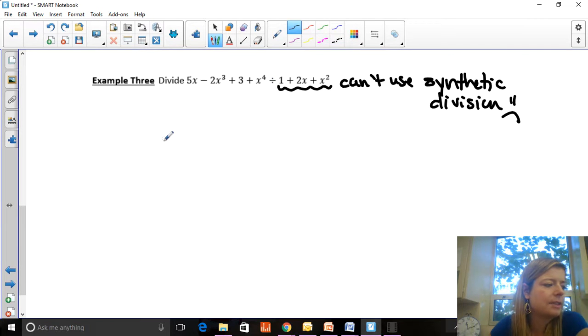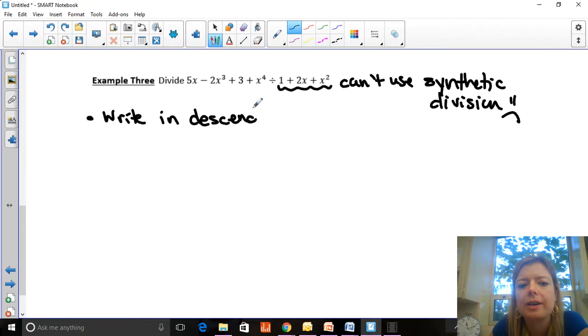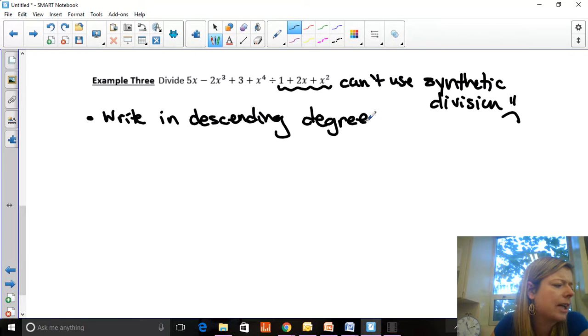So let's do this. First we have to rewrite this in descending degree, so from the highest degree term to the lowest. And you'll notice here that there is an x to the power 4, an x to the power 3, an x and a constant, but there's no x squared.